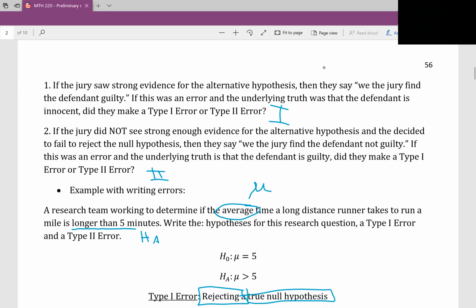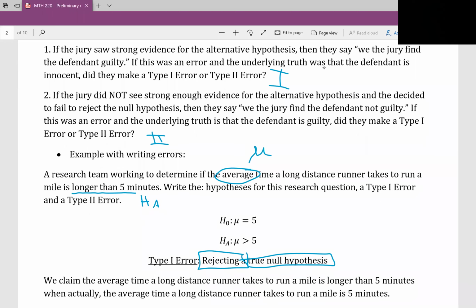So I'm going to go ahead and show this and talk through it. This first box here, we claim the average time a long distance runner takes to run a mile is longer than 5 minutes. So that pertains to what it means to reject H0 and accept HA. And then we have this big but. It's a but because we made an error. We decided this, but we were wrong. So we claim the average time a long distance runner takes to run a mile is longer than 5 minutes, when actually the average time a long distance runner takes to run a mile is equal to 5 minutes.